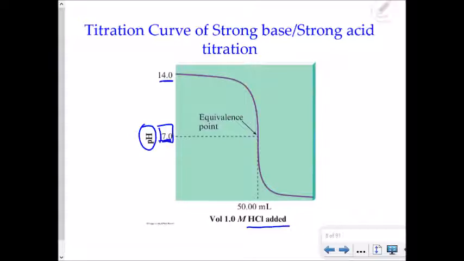So this part is important, 7. The pH at the equivalence point when you've added enough of the titrant, your equivalence point should be at 7 if they're both in the strong category. Must be strong acid and strong base. So it has to be one of your 7 acids. That's hydrochloric, hydrobromic, hydroiodic, perchloric, chloric, nitric, and sulfuric.